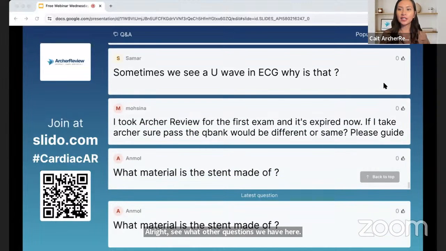Sometimes we see a U wave in the ECG. Why is that? Usually you would see a U wave in hypokalemia. So low potassium levels are most commonly when we would see a U wave.